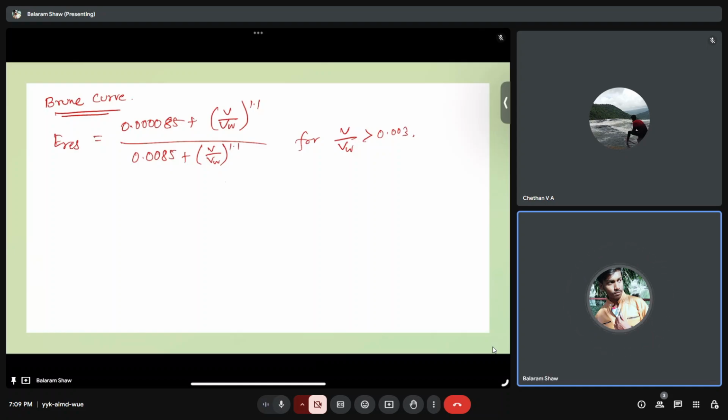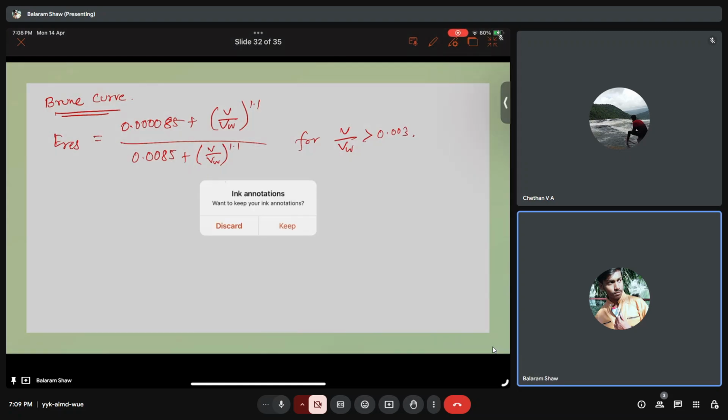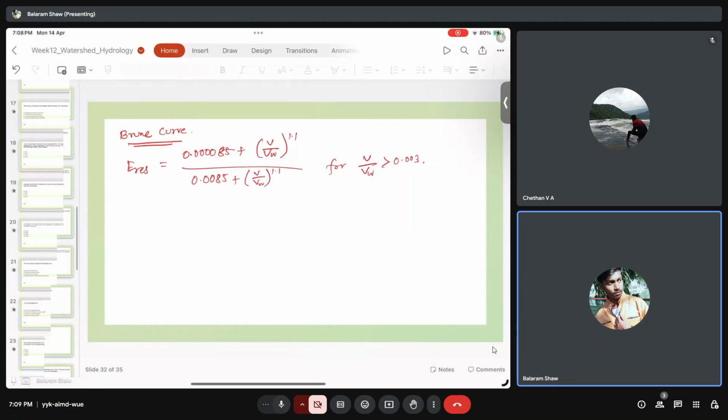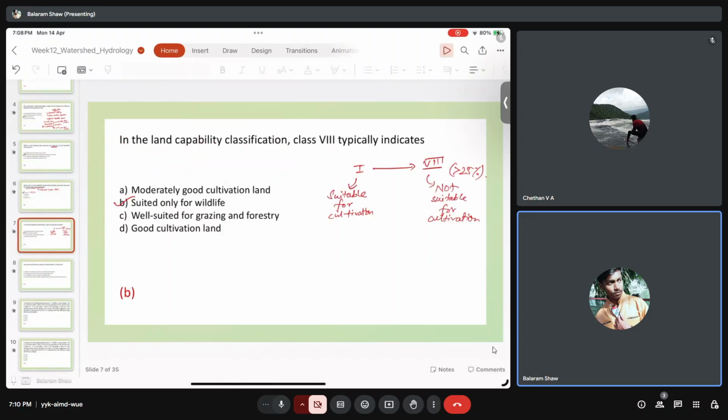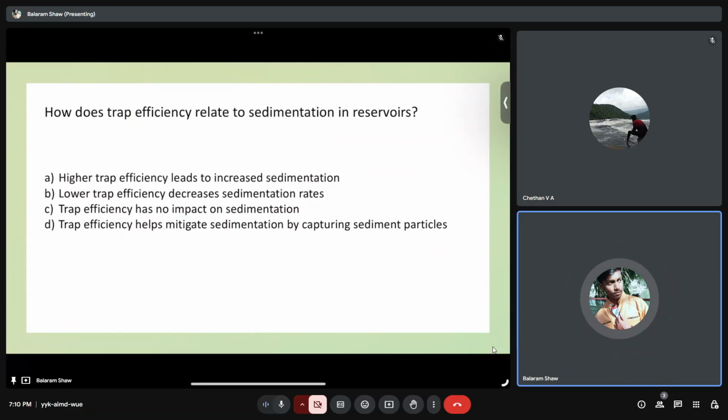Okay, so we'll go to the question. Next question is, how does the trap efficiency relate to the sedimentation in reservoirs? Can anyone guess or tell me what will be the correct answer? The correct answer will be that trap efficiency helps mitigate sedimentation by capturing sediment particles, right?